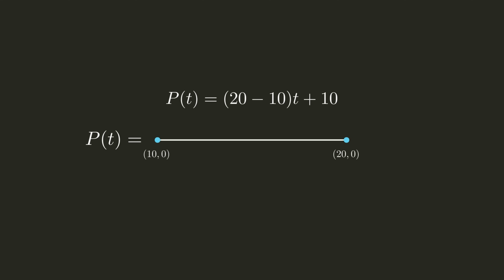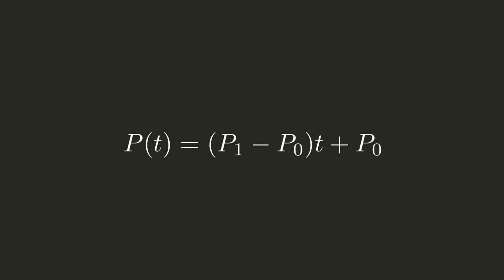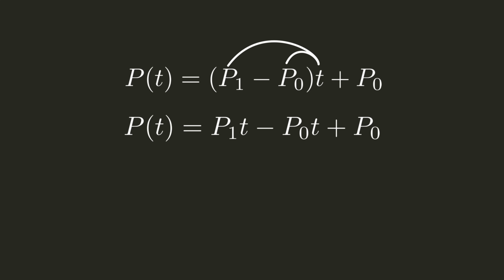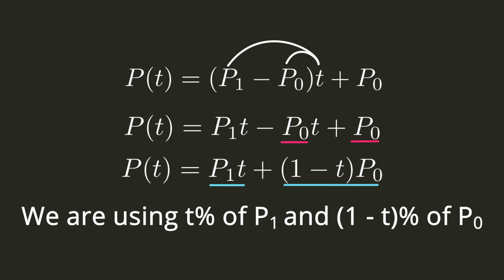If we abstract this one more time, we can say more generally that P of t equals P1 minus P0 times t plus P0. Now we have one equation that can give us any line based off of 2 points. Let's rearrange this equation to look like P of t equals P1 times t minus P0 times t plus P0. We can factor out P0 and we get P of t equals P1 times t plus 1 minus t times P0. Now that the equation looks like this, we can actually intuit what is happening behind the scenes. We're actually taking a weighted average between P0 and P1, which gives us our result.